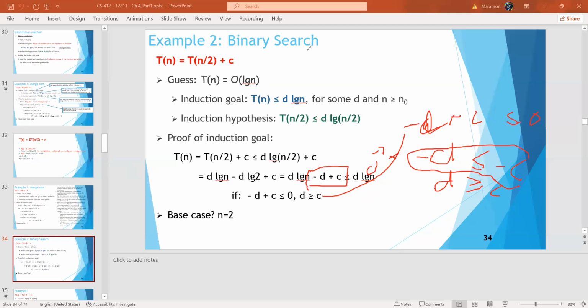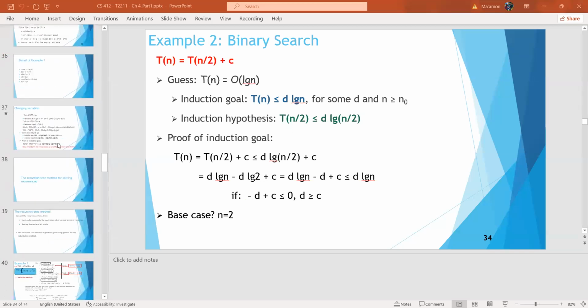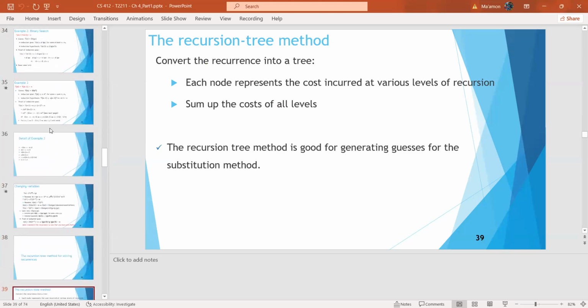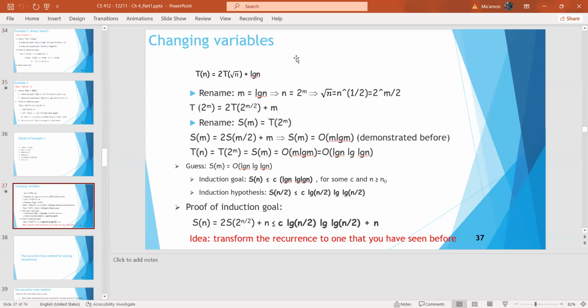This is for the binary search. Now, the last thing that we are going to talk about looks complex, but it is not complex. It is the changing variable. We did not talk about this one in the class here. I think it was this slide, changing variable.